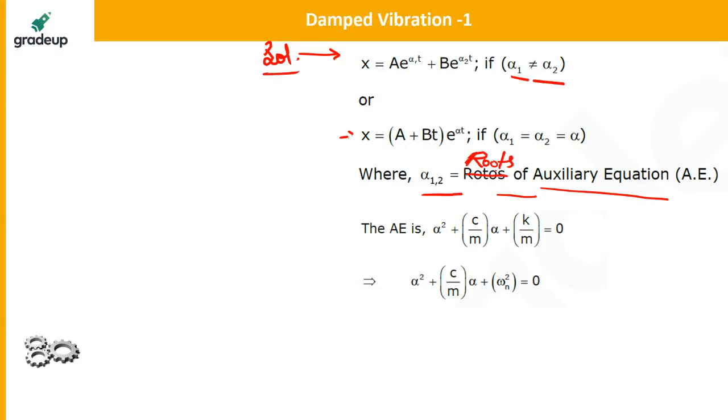So alpha 1 and alpha 2 are the roots of the auxiliary equation. If I want to calculate the auxiliary equation, that will be alpha square plus C by M into alpha plus K by M.